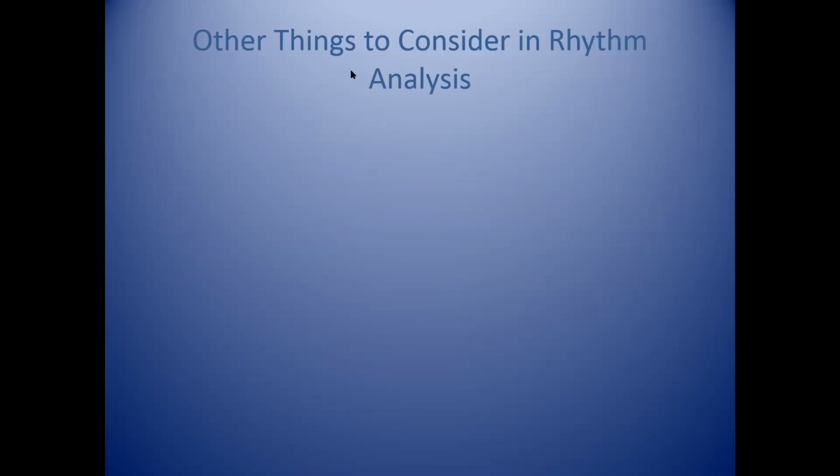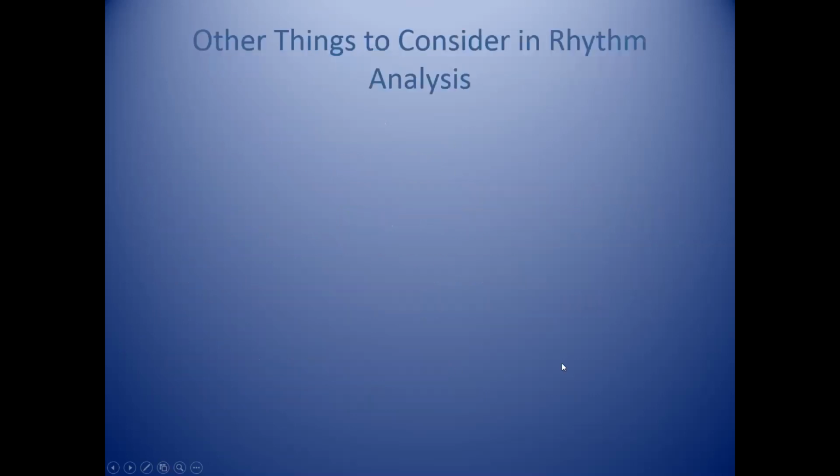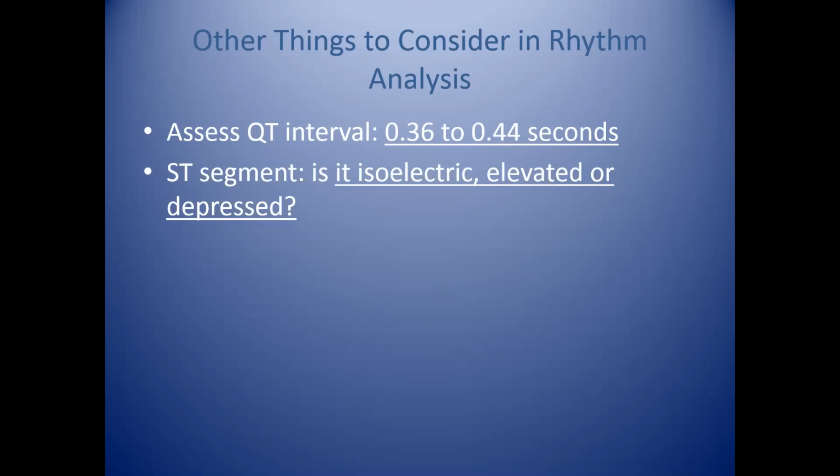So that's what you need to know to analyze a rhythm strip, to know what kind of rhythm the patient's in. Other things that you can consider as you're looking at a rhythm strip is the QT interval. When do we measure that QT interval? There's certain drugs that prolong the QT interval. And if that QT interval is prolonged, they're at risk for ventricular arrhythmias, such as Torsades de Pointes. And we'll talk about that when we talk about code management.